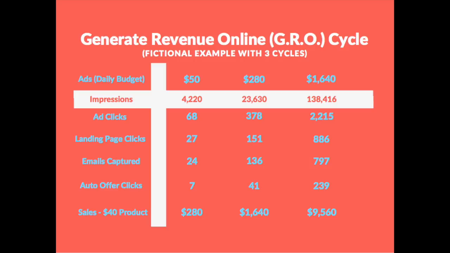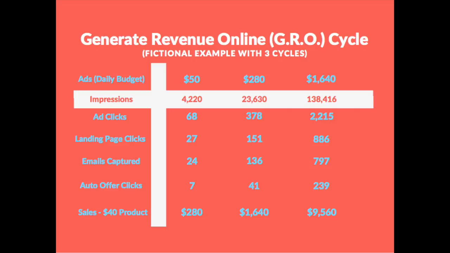Now move on to the next week. I take the $1,640, I put that back into ad money. You don't take anything out to pay anything else. $1,640 in ads. Almost 140,000 people see the ad. 2,200 people click the ad. Out of that 2,200, 886 people click the landing page button, that call to action button. Out of the 886, 797 actually give you their email.